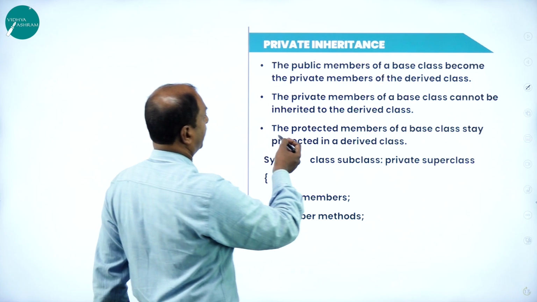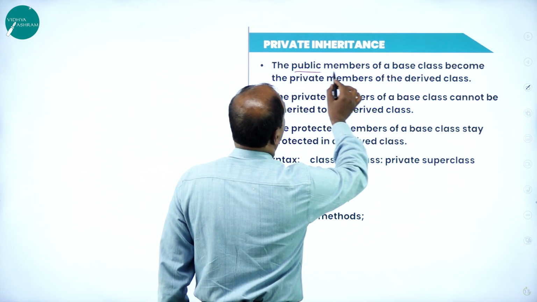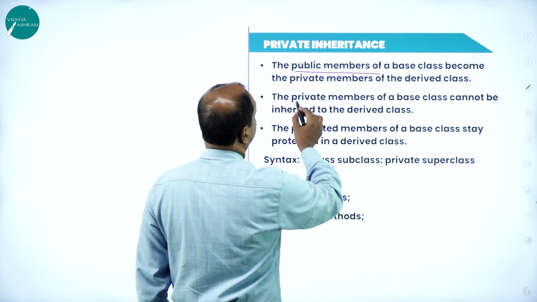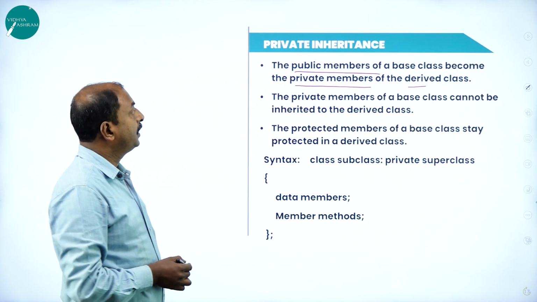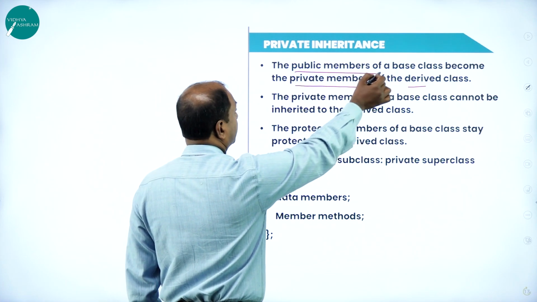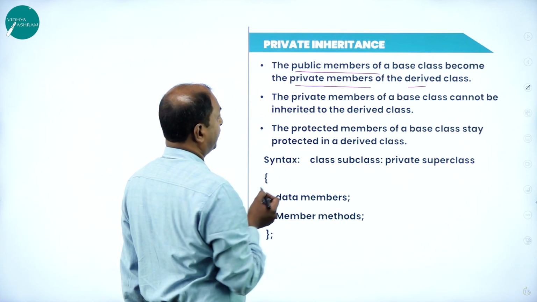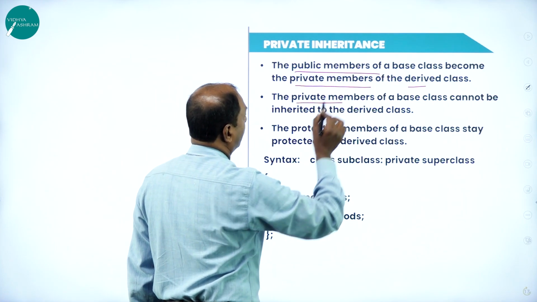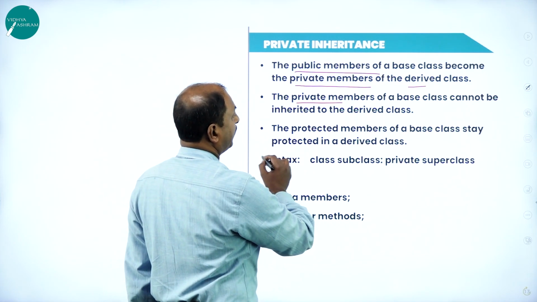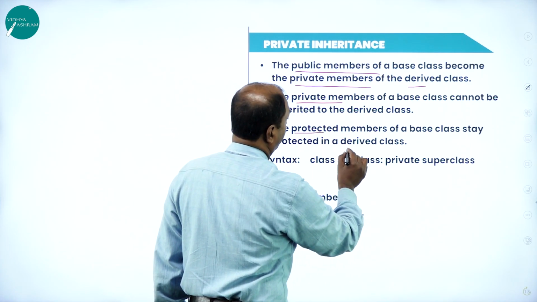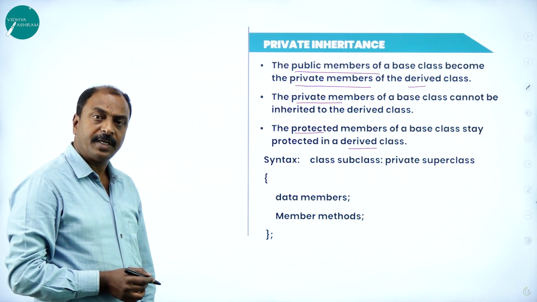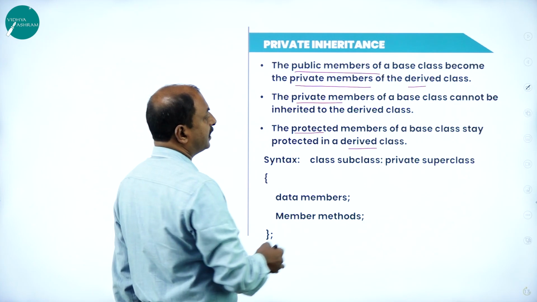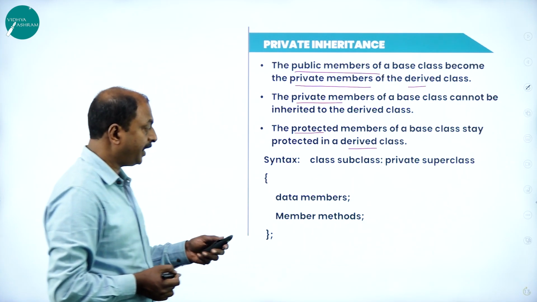In the private inheritance, the public members of the base class become private members of the derived class. This is one of the properties here. The public members of base class become the private members of the derived class. The private member cannot be inherited. The protected member stays protected in the derived class. So this is the definition of private inheritance. And the syntax, what we have seen in the previous slide.